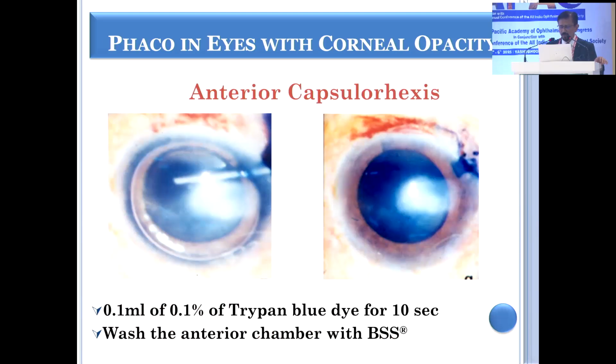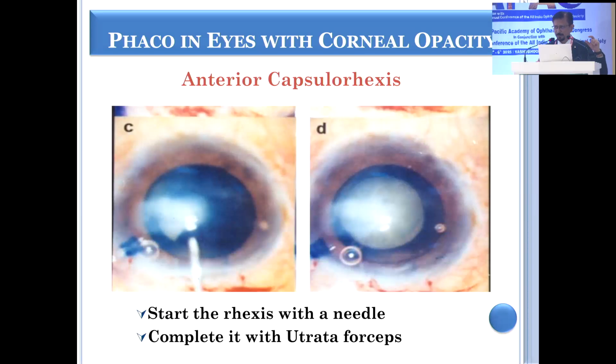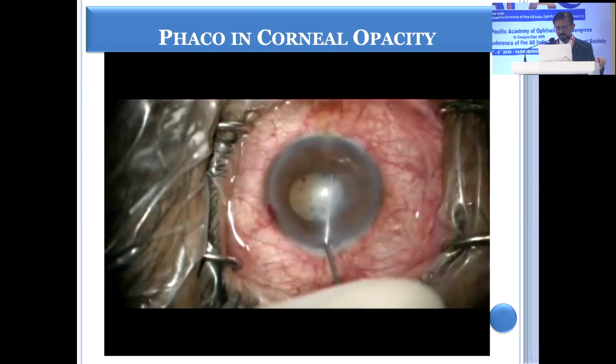We all use trypan blue dye for white cataracts, but in cases of corneal opacities, we should use it for a longer period because it not only helps in doing a good capsulorhexis, it maintains that stain even during the nucleus chopping. That way we will save the margin of the capsulorhexis while chopping, if we see it directly.